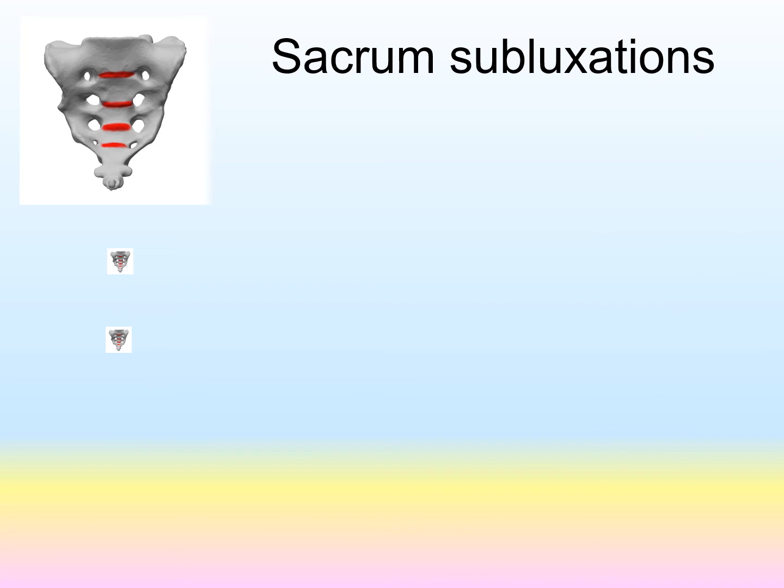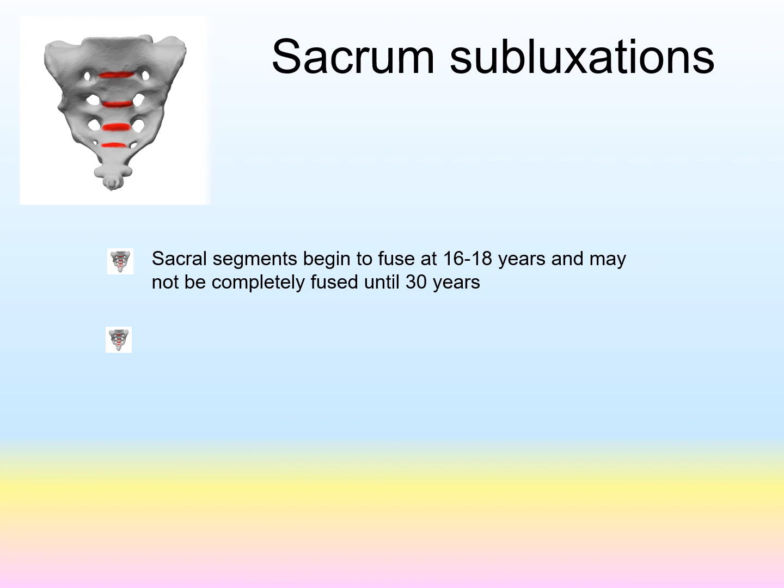Okay, one thing we do in the Gonstead technique, not only do we analyze the sacrum, is that we also analyze sacral tubercles or sacral segments. Because the segments of the sacrum don't even begin to really fully fuse until 16 to 18 years of age, it may not be completely fused until 30 years of age. Sometimes these segments never completely fuse. They stay with like a rudimentary cartilage in there, and they still have a disc in there.